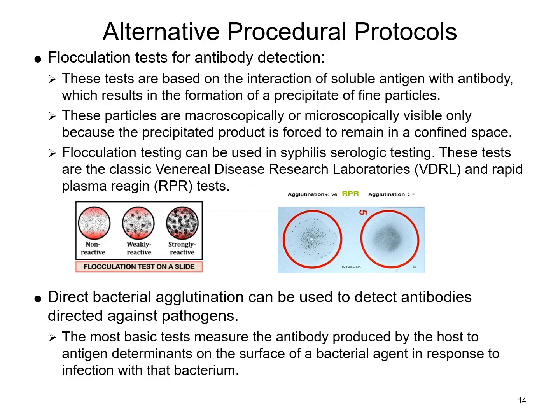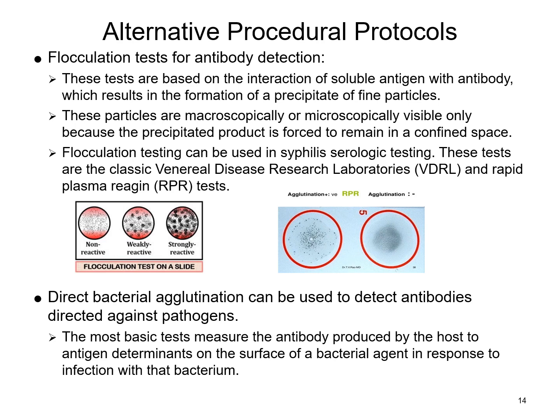There are some alternative procedures that are used. One that we've already mentioned was the flocculation test. These tests are based on the interaction of soluble antigens with antibodies, and you're looking for a precipitate of fine particles. You can look at those macroscopically or microscopically, depending on the particular test method, because you're going to keep it to a confined space. So this is going to be more like those slide agglutination tests.